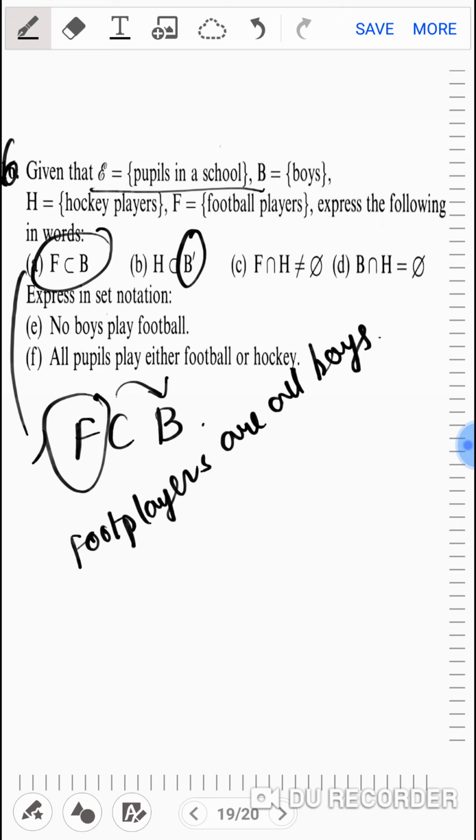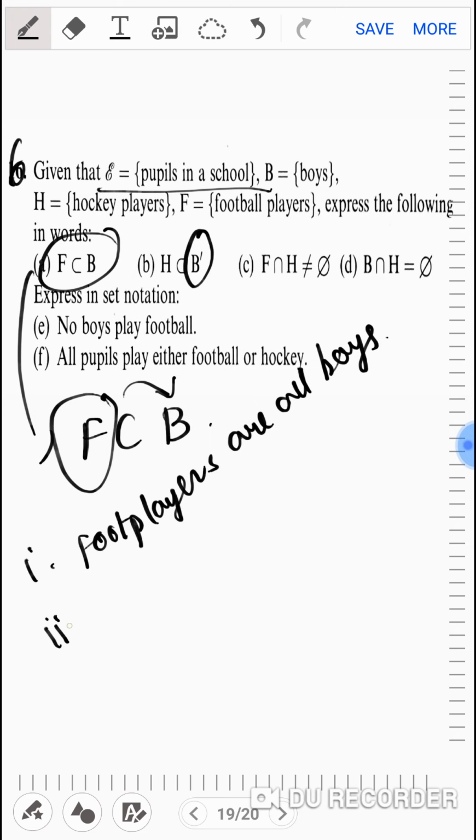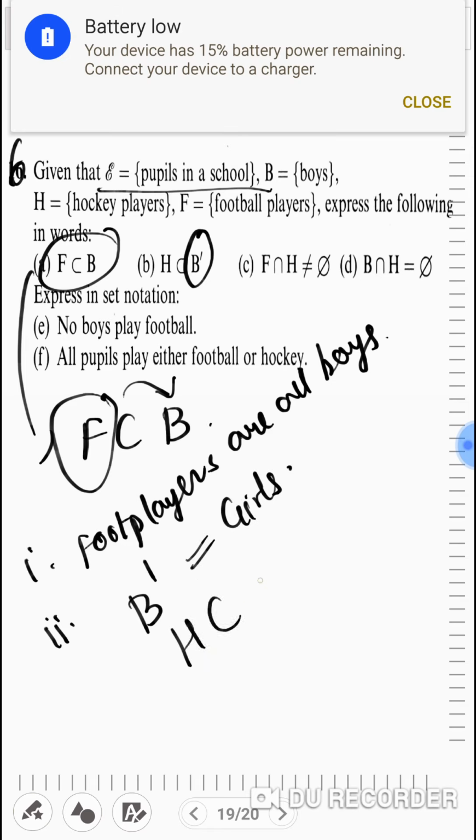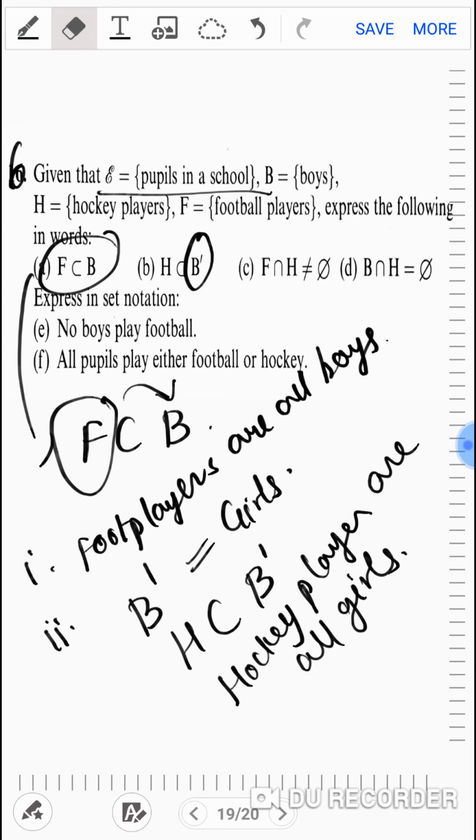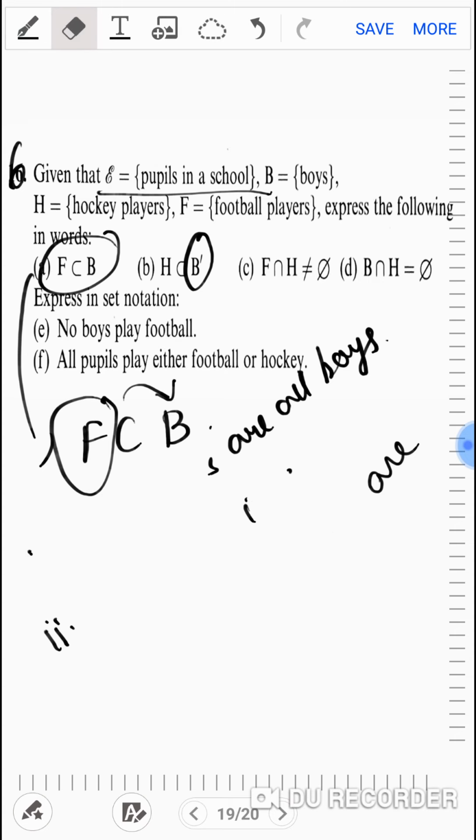Now here you can see in your second, this was your first. Second, you can see B complement. What do you mean by B complement? Boys के अलावा, boys को हटा दिया तो B complement आएगा, that will be girls. And it says H belongs to B complement. That means hockey players are all girls. Getting my point clear? So that second says hockey players are all girls.